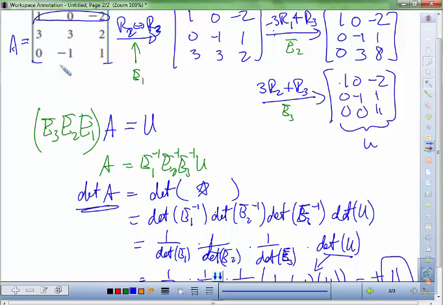Sometimes it's faster if you're quicker at doing elementary row operations, as long as you keep track of the row operations that you did. And whenever you do a row operation where you multiply by something and add to another row, it has no contribution to your determinant. It's just one. So as long as you can do that and find the product of the diagonals of your results, that seems like it would be an easy route.